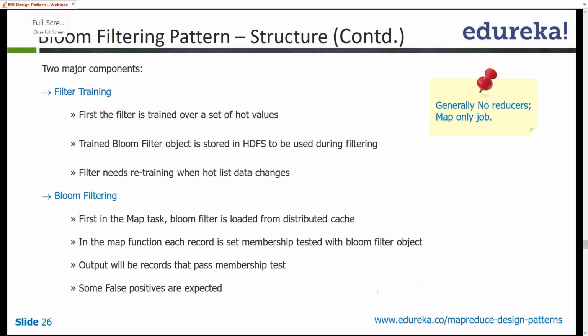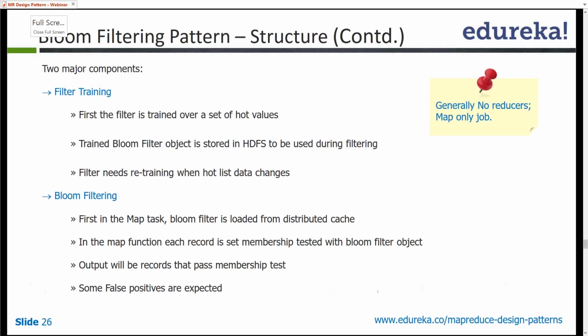Let me just explain this once more. As I said, you need to train your filters, and they will be trained on the hot values. That's the set membership. The thing is, over time, these values can change, and whenever those values change, you will have to retrain your Bloom filter. Otherwise, the filtering operation won't be right. So this is stored as an object in HDFS, and then the next stage, which is searching in the filter, uses this object as the filter.